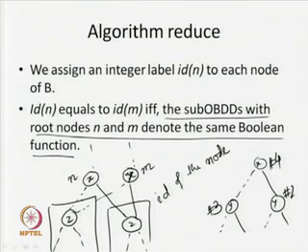That means both these nodes are evaluating the same sub formula for x equal to 0 and x equal to 1. So in that case, we are going to give the same label to nodes n and m. We give some label or ID, and this label will be the same for these nodes. So if they have the same sub BDDs, then their label will be the same. This is the rule to assign the label to each and every node.